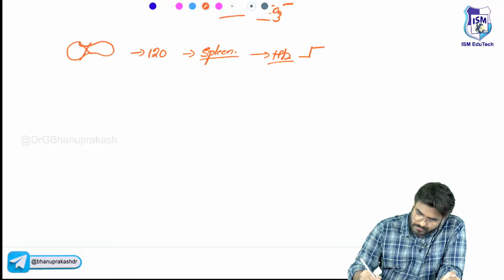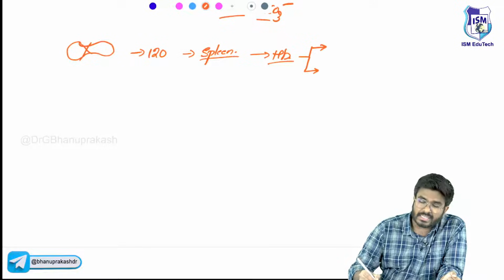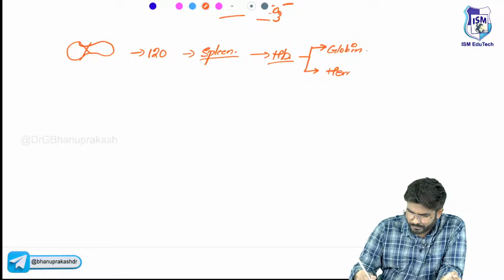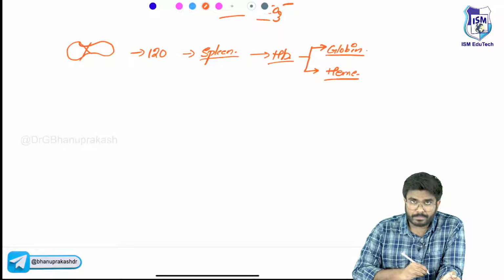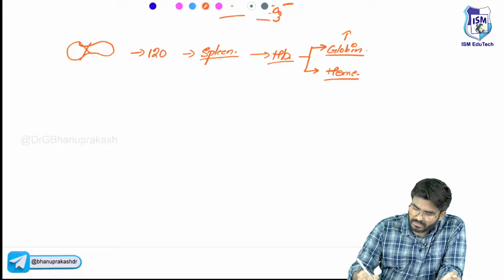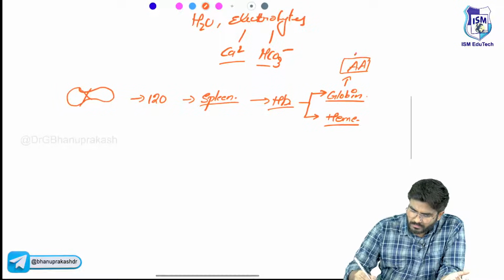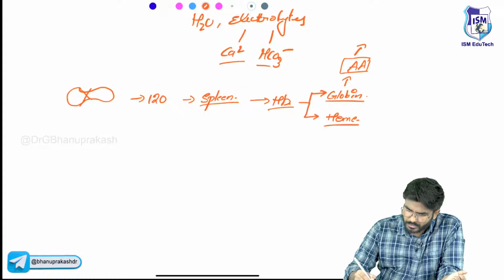This hemoglobin will be metabolized into two parts, globin and heme. See, this globin is a protein. This protein will be broken down into amino acids, and these amino acids will be utilized by the body for the production of new proteins in the body.